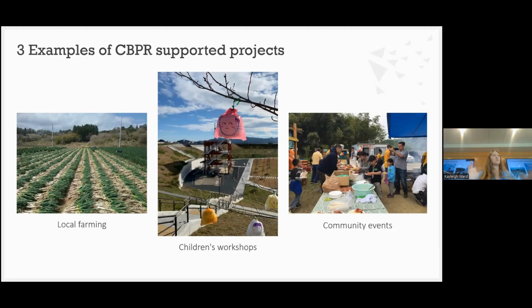So these are just some examples of how we use CBPR, because we would do research, get an idea of what the problem was, craft an intervention, execute that intervention, and then move on from there. So it was a very cyclical process.